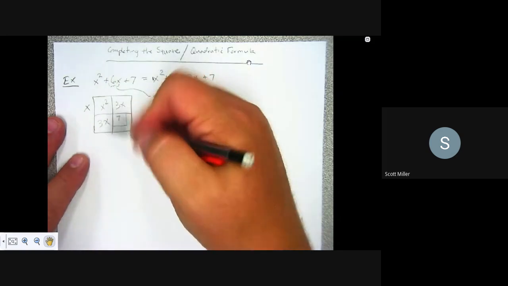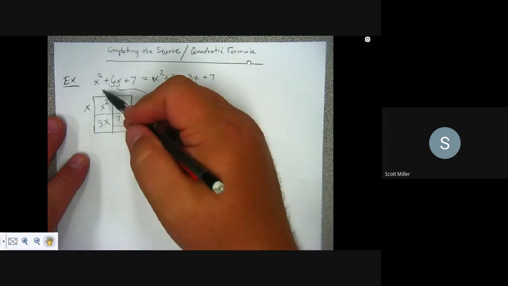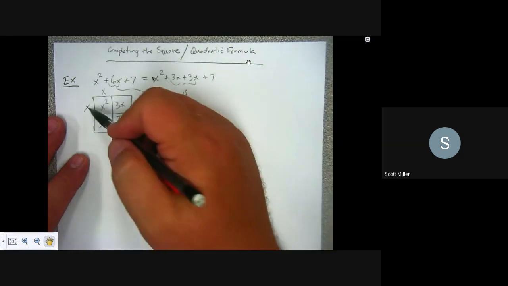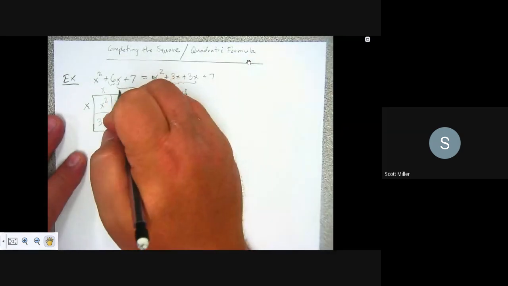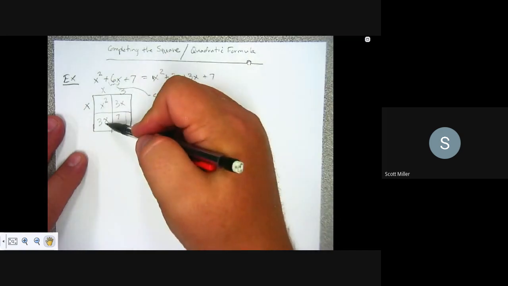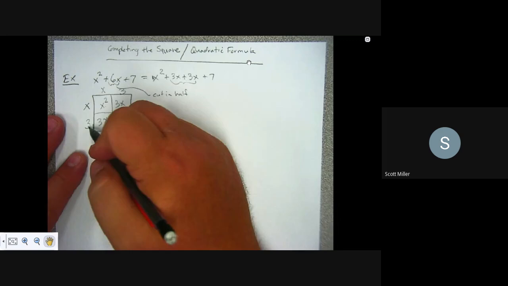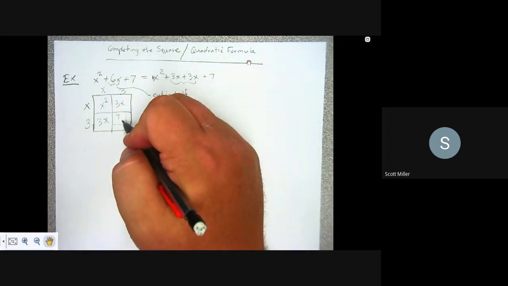From these two terms here, we can see that it's an x. X times x is x squared. X times what is 3x? Well, that has to be a 3. X times what gives me 3x, so this has to be a 3. But 3 times 3 is not 7. That's our problem. Okay?